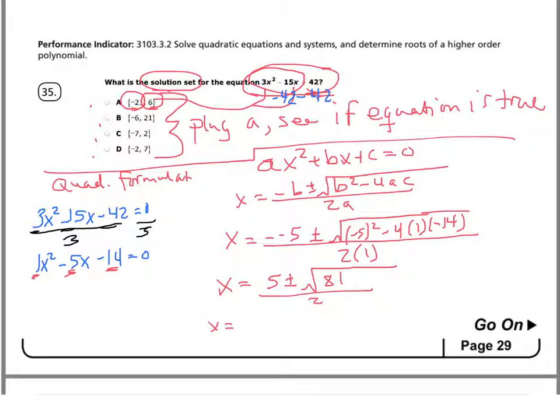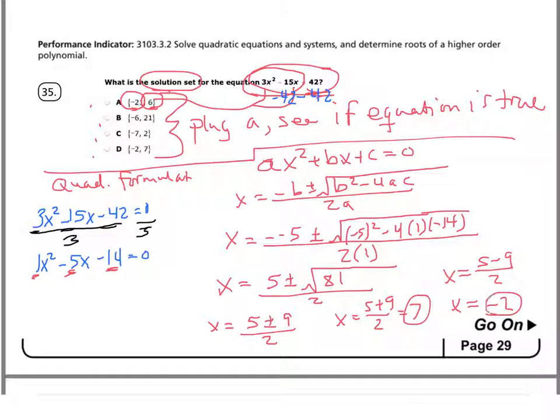So then I get x equals 5 plus or minus, and the square root of 81 is 9, divided by 2. So this is really two different problems. It's x equals 5 plus 9 divided by 2, and if we do this, then we get 7, and that's one of our answers. And then the other one would be x equals 5 minus 9 divided by 2, and that would give us x equals -2 is one of our other answers. So look for that. The answer is D.